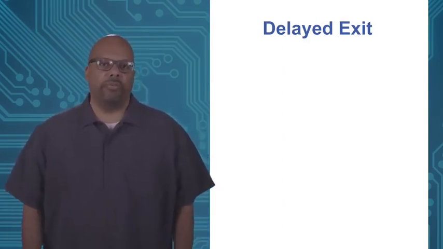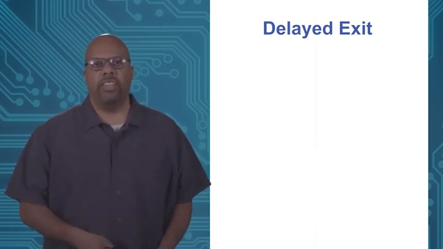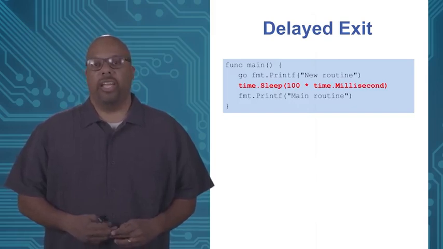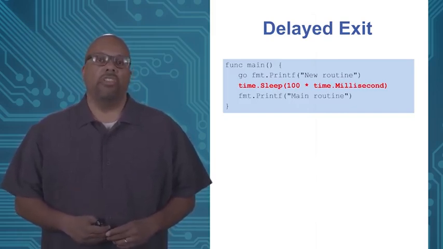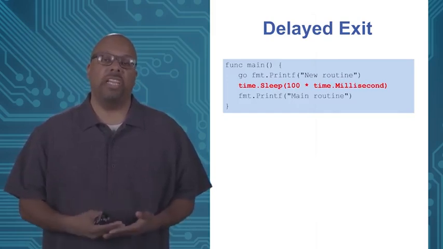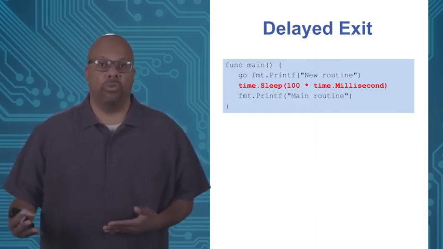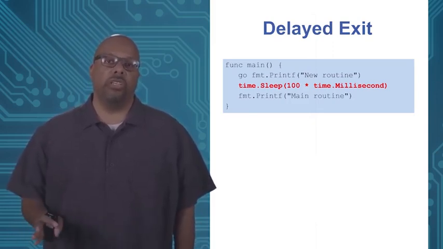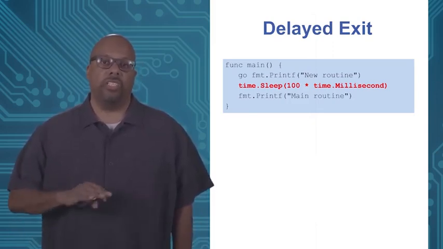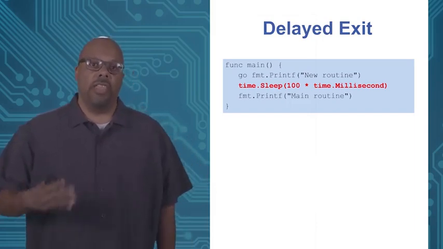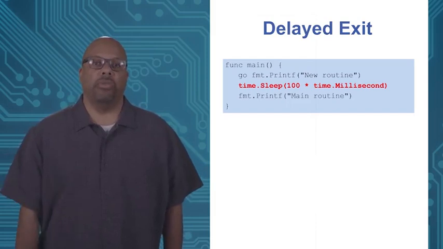So here's what I do. I just added this line that I highlighted in red, time.Sleep, and I give it 100 milliseconds. Notice that time.Sleep executes in the main Go routine, not in the new Go routine that I created. So I create the new Go routine, calling go, then I put the main Go routine to sleep for 100 milliseconds, and then I have the main Go routine print main routine.